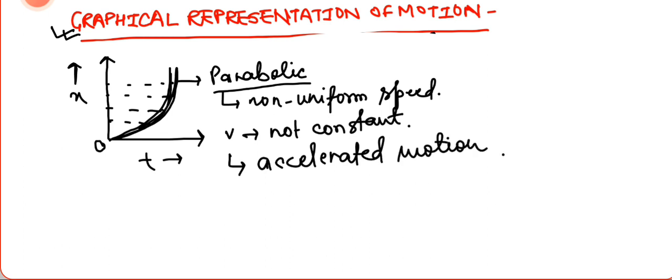So this is about the distance time graph. We have studied uniform speed, where we got a straight line, a linear slope, and here we have got a curved slope. Generally we represent the curved slope with a parabolic shape. In this case the speed is non-uniform, while there it was uniform speed. Now let's move to the speed time graph.